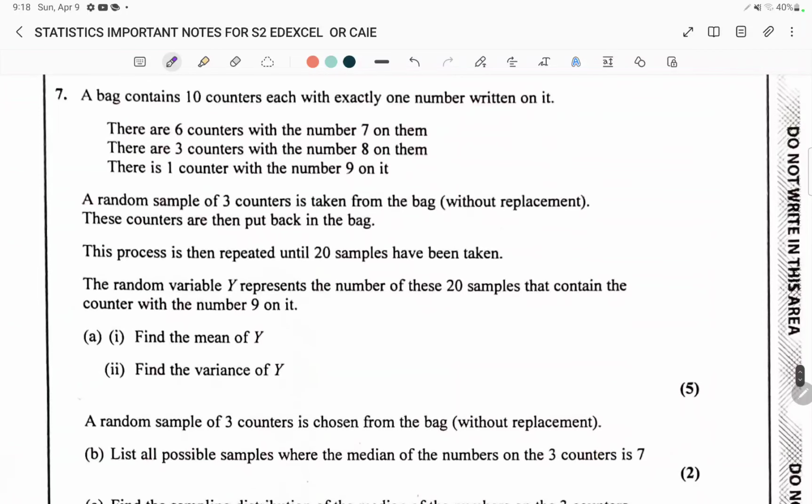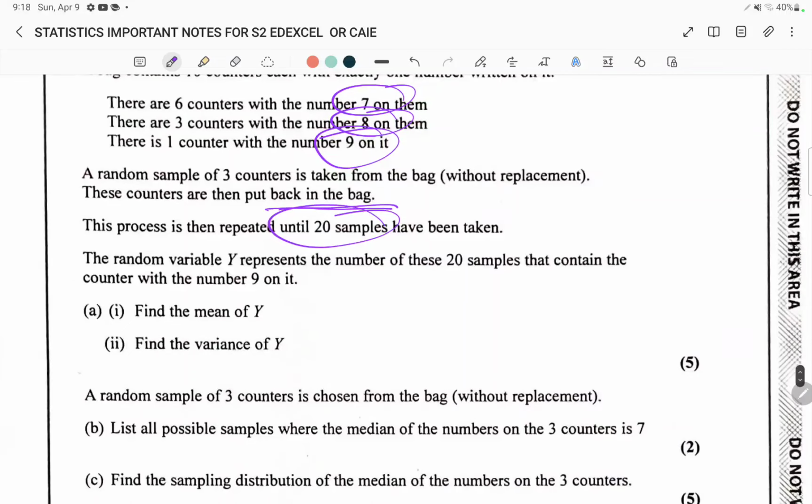Now question number 7 says: a bag contains 10 counters, each with exactly one number written on it, sorry. There are 6 counters with number 7 on it, 3 counters with number 8 on it, 1 counter with number 9 on it. A random sample of 3 counters is taken from the bag without replacement. These counters are then put back in the bag. This process is repeated until 20 samples have been taken. The random variable y represents the number of these 20 samples that contain the counter with number 9 on it.